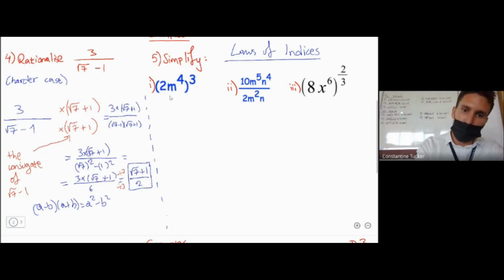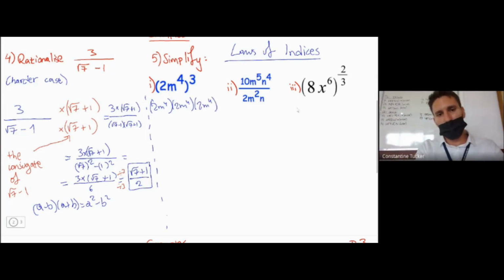Basically, you could do the slow method. 2m to the power of 4 cubed means 2m to the power of 4 times 2m to the power of 4 times 2m to the power of 4. And just do it. I would call this the slow method. It doesn't work very well when you have to the power of 2021. So I would avoid this method.